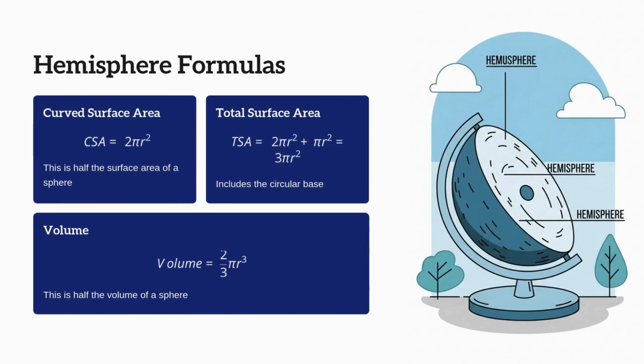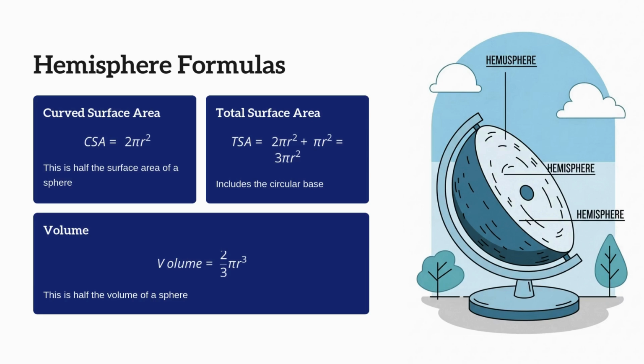Curved surface area, CSA. The curved surface area of a hemisphere is half the surface area of a sphere. Surface area of a sphere equals 4 pi r squared. Half of that equals 2 pi r squared. This is obtained by dividing the total spherical surface by 2, since a hemisphere is exactly half of a sphere.